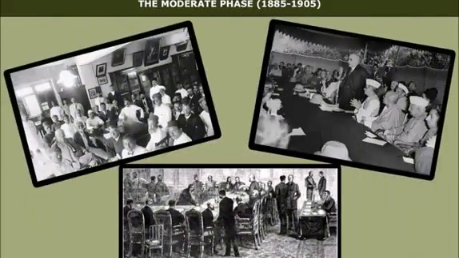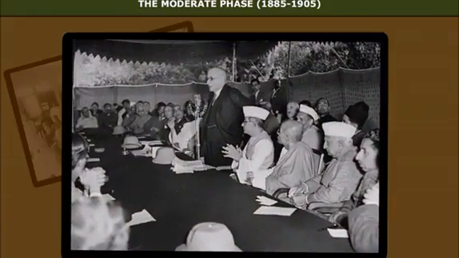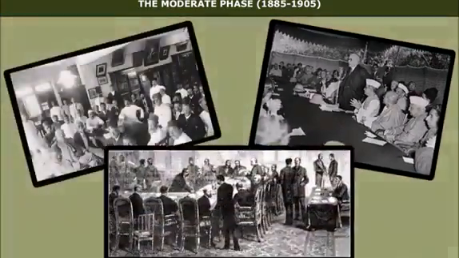The Moderate Phase, 1885 to 1905. The Congress members during this period adopted constitutional rather than agitational methods. They presented their grievances to the British government in the form of long petitions and appeals.